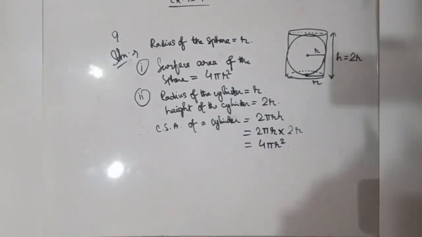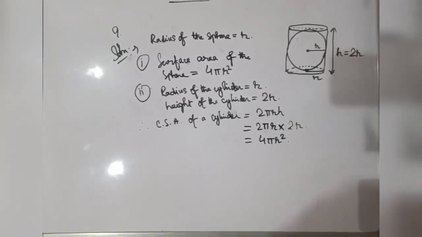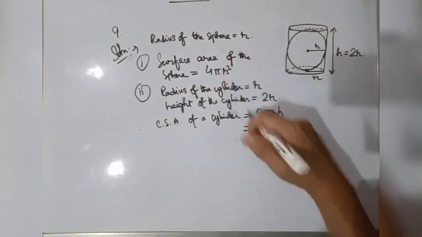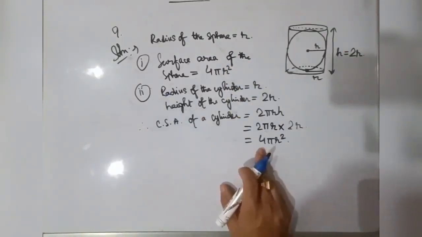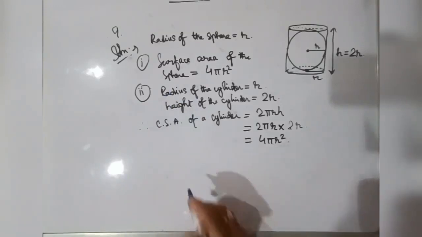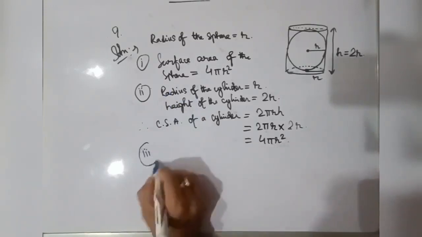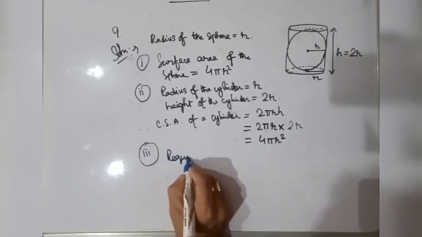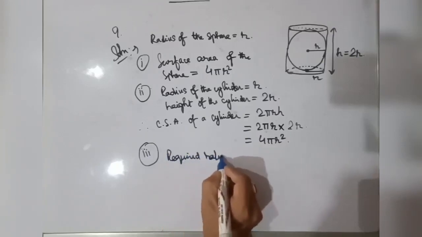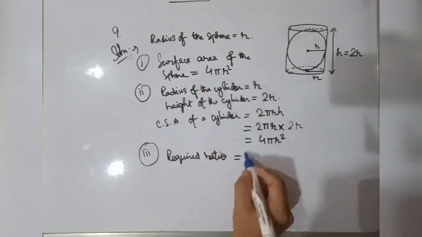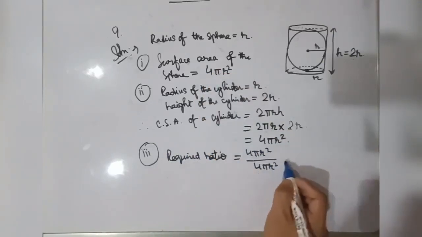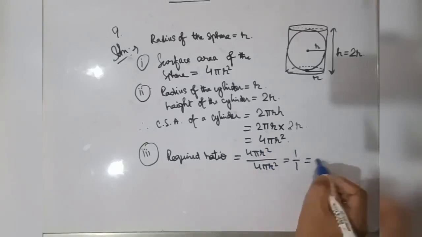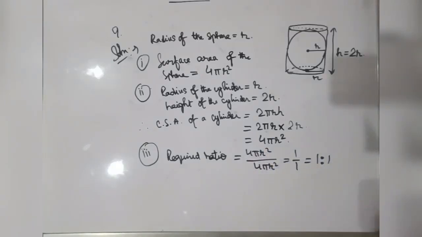Now for the third part, we have to find the ratio of these two, that is the surface area of the sphere to the curved surface area of the cylinder. So for Roman number 3, the required ratio is equal to 4 pi r square divided by 4 pi r square, that is 1 by 1, and the ratio is 1:1. So the required ratio is 1:1.